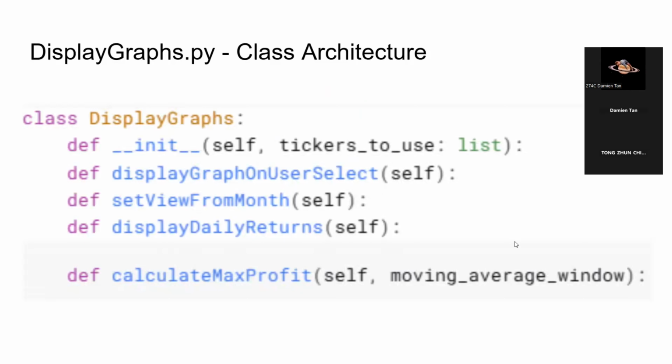Let's start with displaygraphs.py. This is the brains behind our visualization system, and it handles all the chart displays, user interactions, and financial calculations. The class is designed with 5 key methods, namely the initialization method, display graphs on user select method, set view from month method, display daily returns, and lastly the calculate max profit method. And each of them serve a specific purpose in our visualization pipeline.